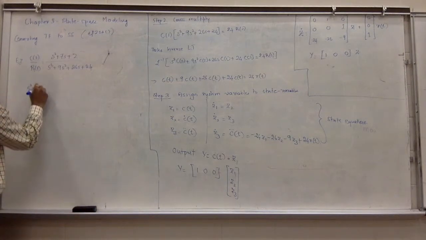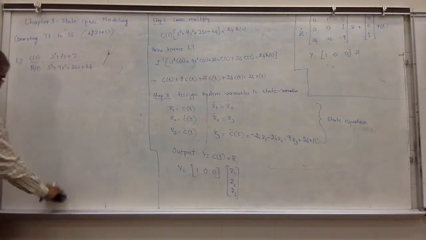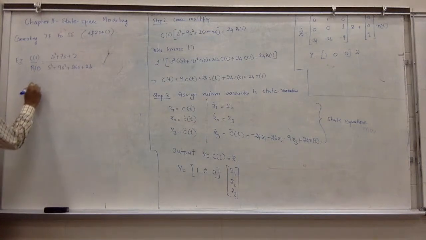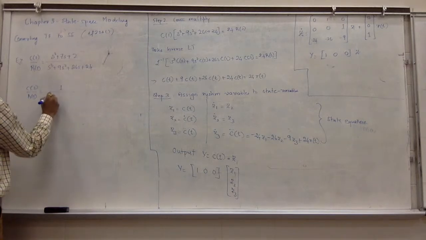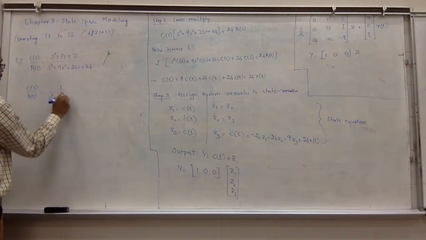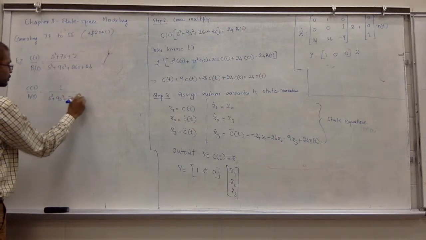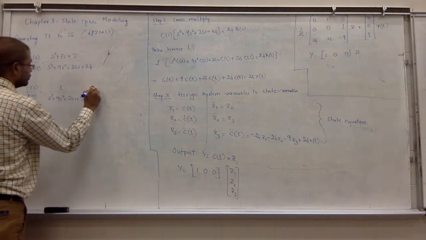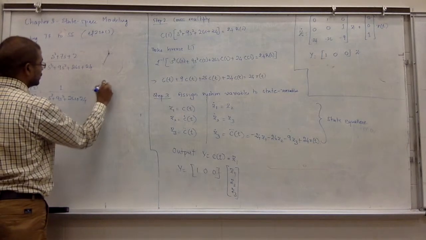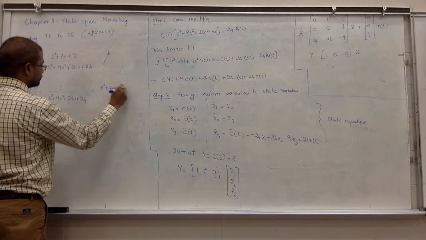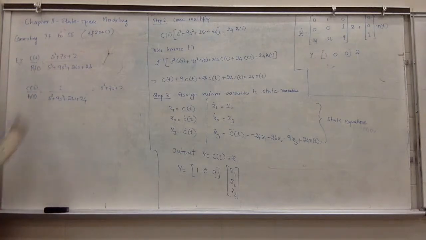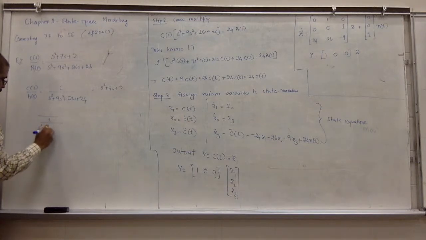C of s over R of s is equal to 1 divided by s cube plus 9 s squared plus 26s plus 24, into s squared plus 7s plus 3. So I can write it as something like this: 1 divided by s cube plus 9s squared.